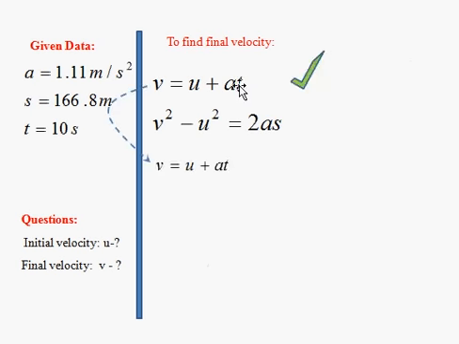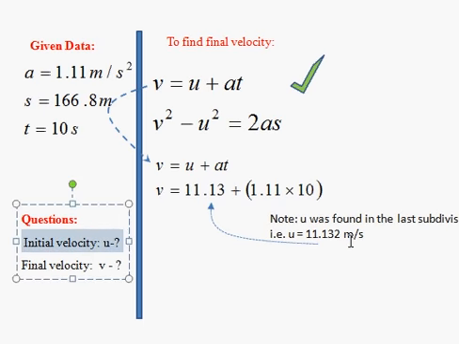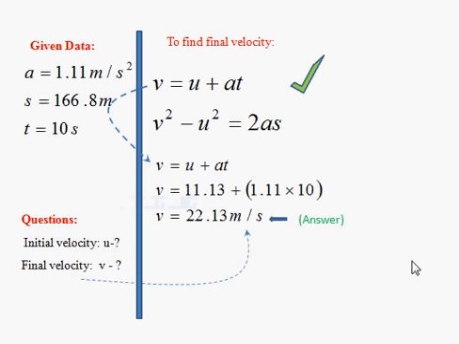equation first. Okay. Now v equal to u plus at, I am utilizing here, that is substituting all the values here. Here you should remember that u is not present in the given data, but we have calculated it from the first question. That is what I have written here. After substituting and calculating, we found v is equal to 22.13 meters per second.